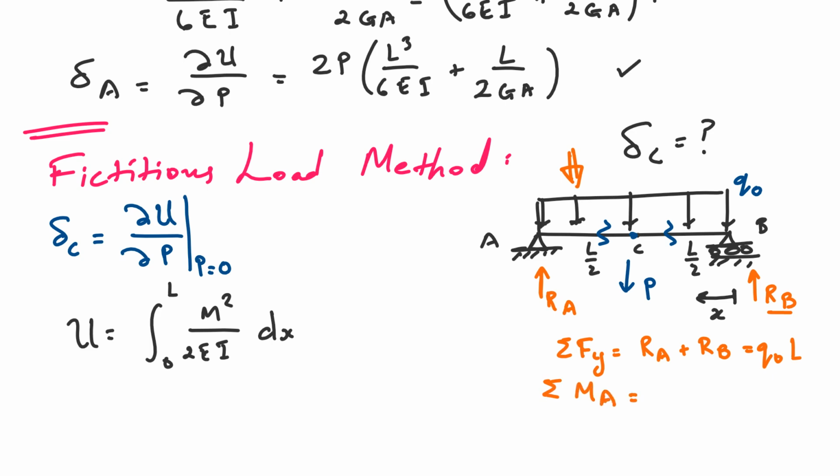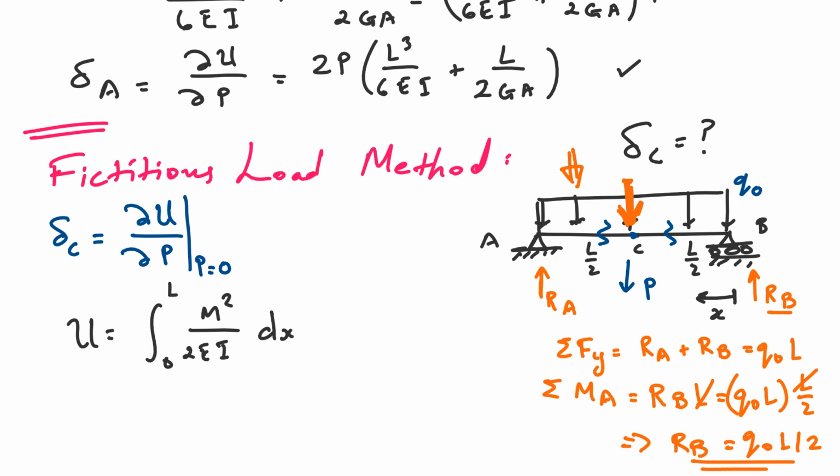And then to find RB, we can sum the moments about A. And what this will give us, well, this guy is going upwards times this whole distance L and counterclockwise. So it's going to be RB times L. And it's going to be equal to this guy. And since the distributed load is uniform, we know that it acts exactly in the center. And in the center, its moment arm is L over 2. So the force is Q naught L times L over 2. So that means that RB is nothing more than, this cancels with this, nothing more than Q naught L over 2. Okay?